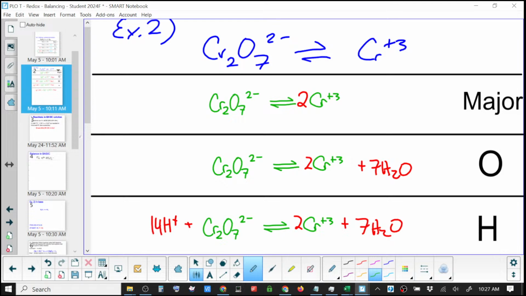So in order, you balance the major atoms. The major atoms are all the atoms that are not oxygen and hydrogen. The oxygen you balance by adding the appropriate amount of waters to the opposite side.